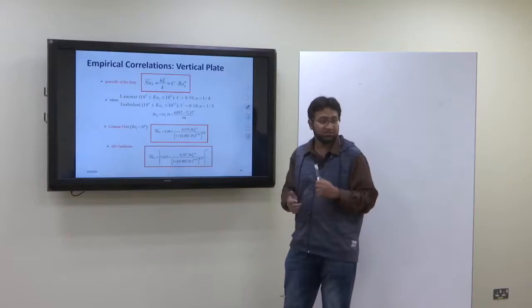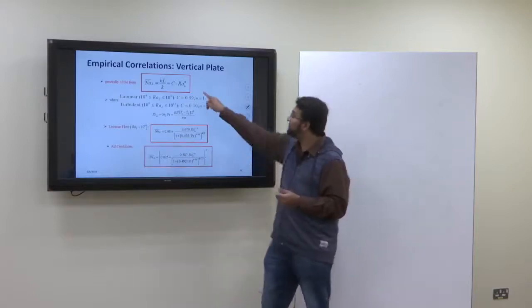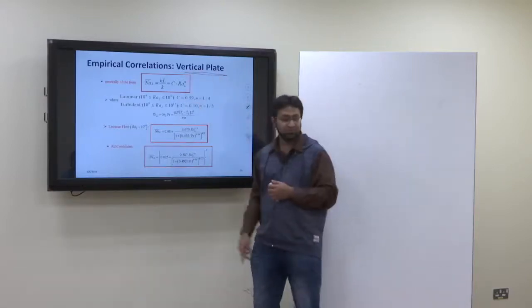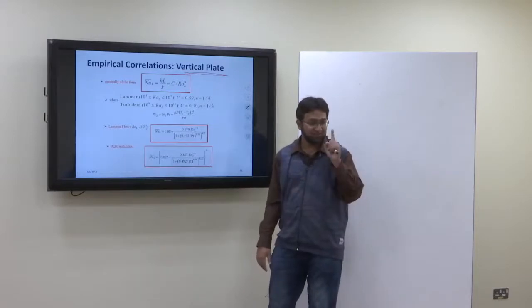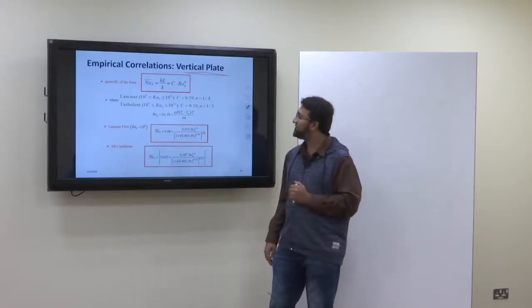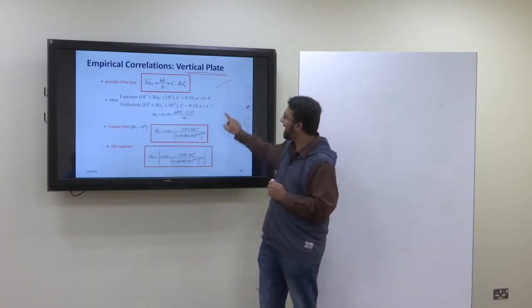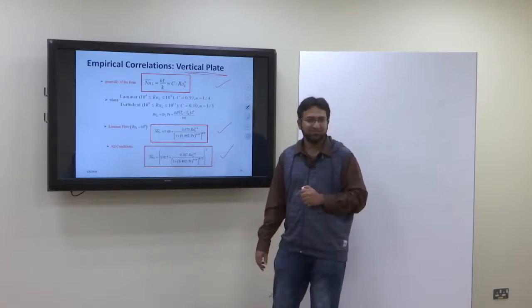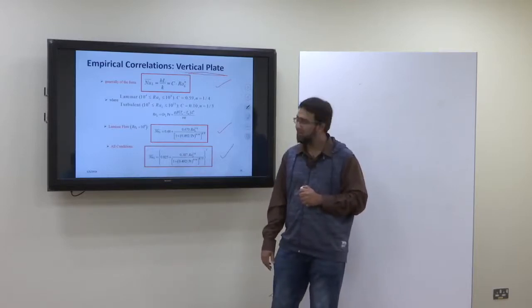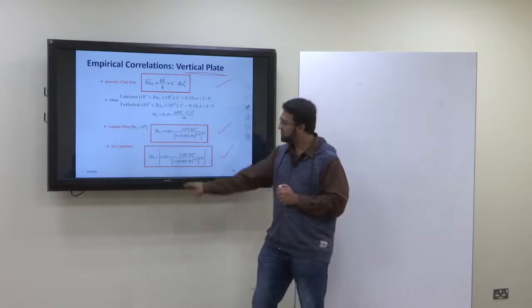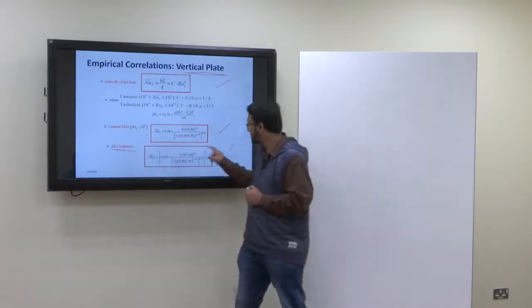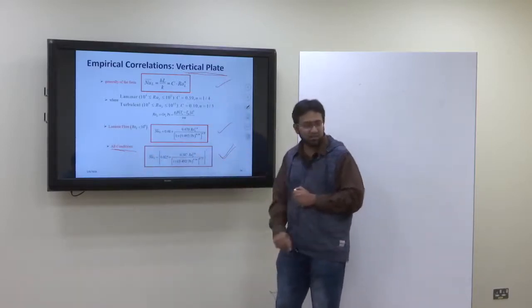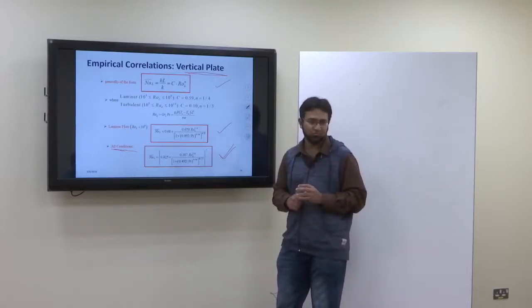Empirical correlations. This is only for the case of a vertical plate. If it is a vertical plate, then the Nusselt number is given by this equation, this equation and this equation. Look, this one is for all the conditions. So whether it is laminar or turbulent, you can use this one throughout.